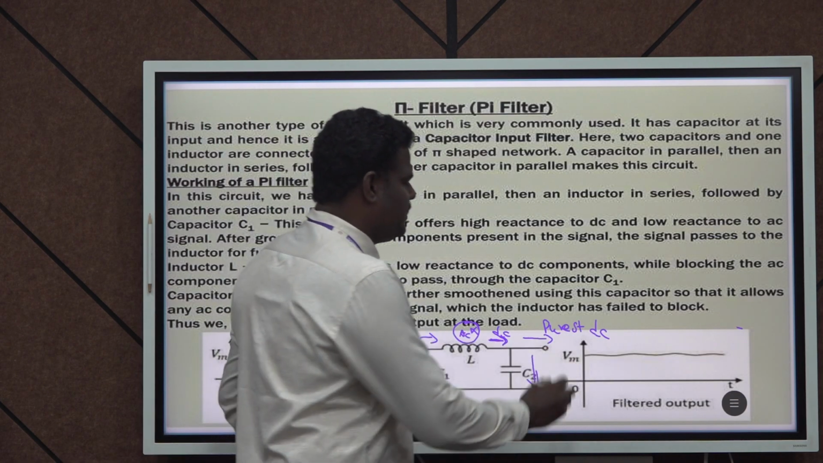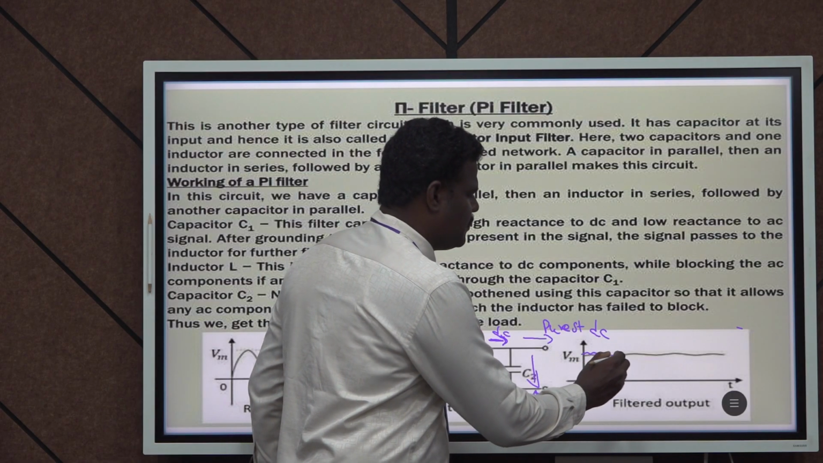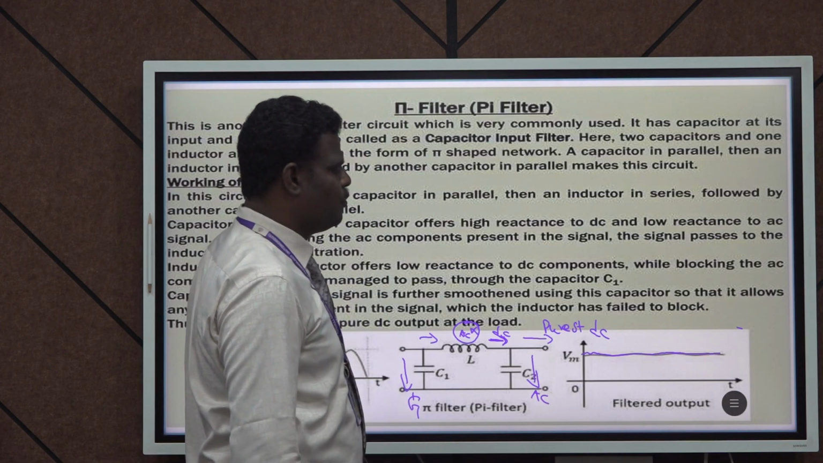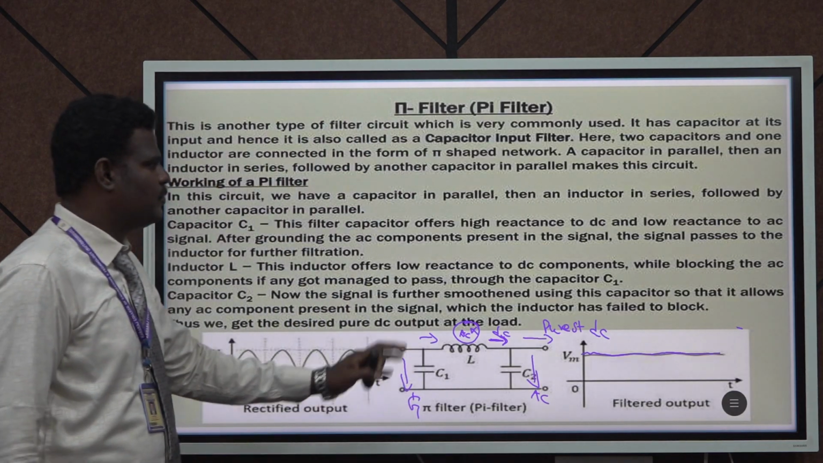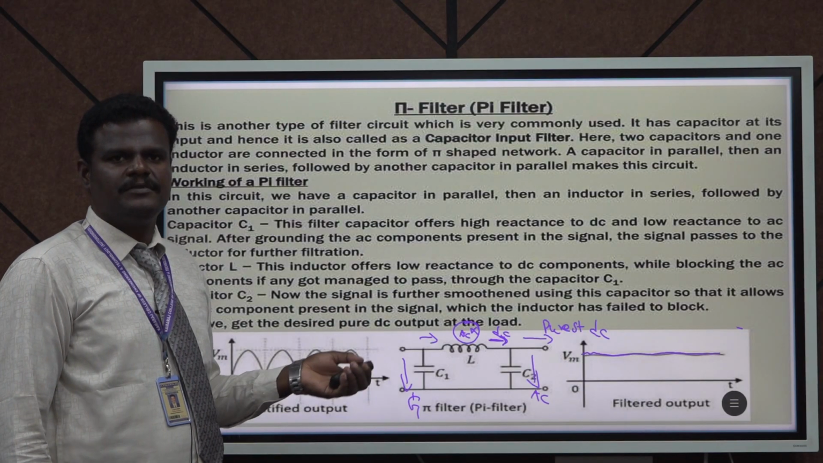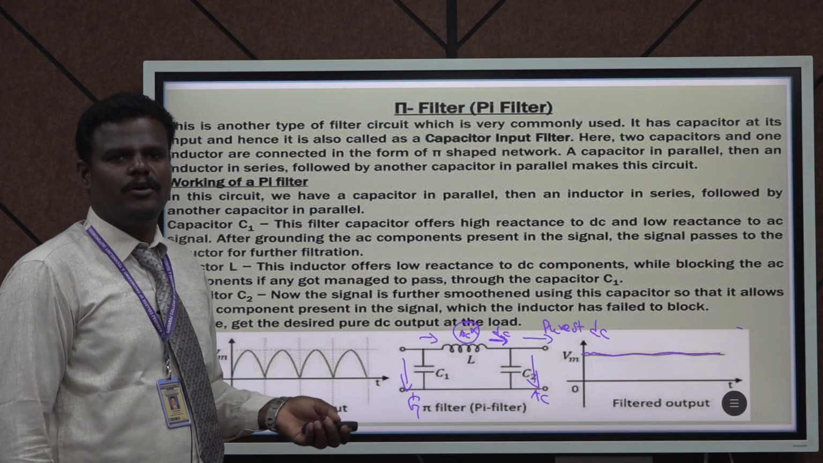So it smoothens the waveform, like this. Here it approximately looks like a pure DC. This is the filtered output. So we highly recommend pi filters to get a smooth DC output voltage.